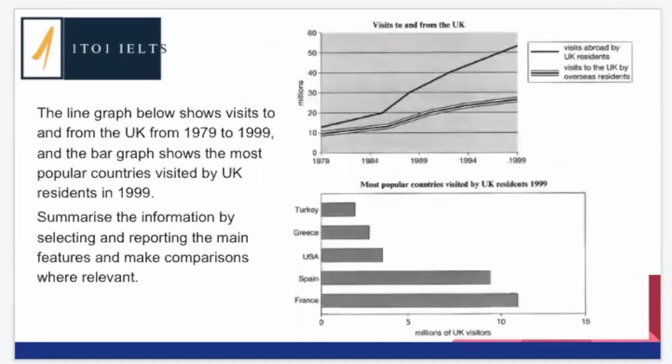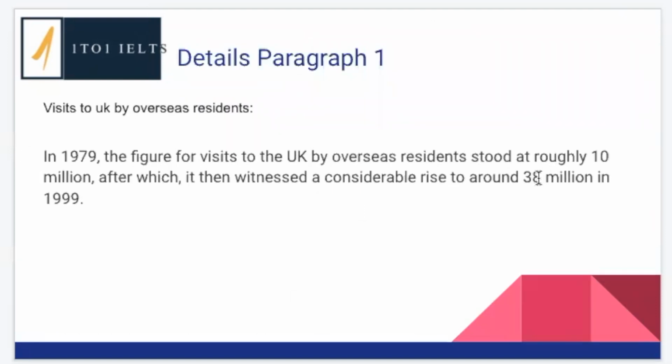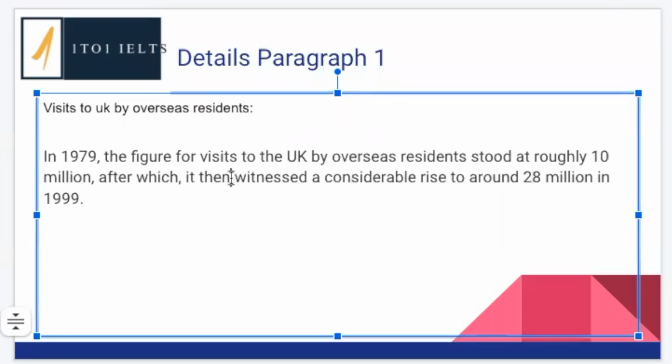38 million. So after we double check, what do we realize? Where is 38 million on the graph? 38 million is up here. Exactly, so it's 28. This is why we do our checks. Okay, so it's a considerable rise.